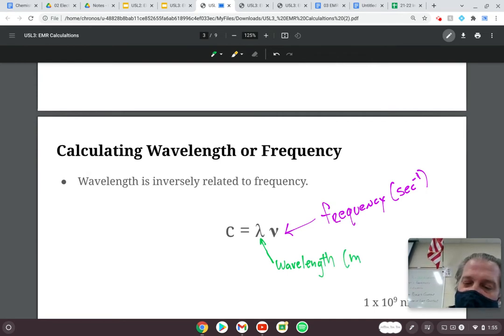And that's usually in meters in the problem, yes. You don't have to, but I recommend it. And then the new thing today is this C, and the C is a constant.